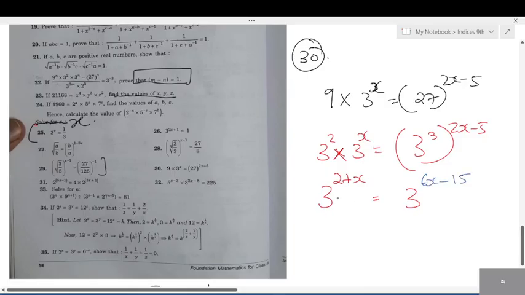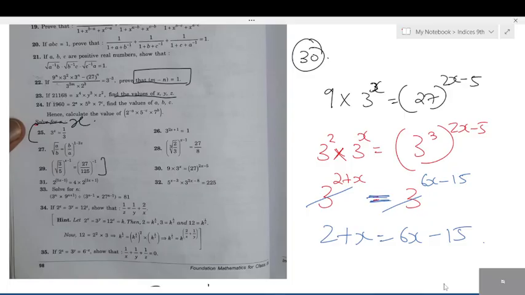It was a simple question. Which one gets cancelled? Base and base get cancelled. 2 plus x is equal to 6x minus 15. I think complete this. Okay, find the value of x. 35, 34 is cancelled. I think even 33 is cancelled. Just check with your teacher and let me know tomorrow.